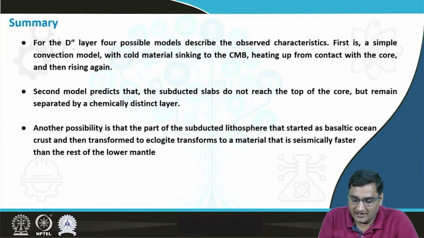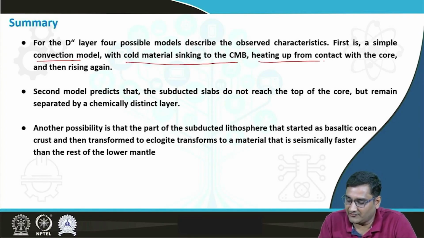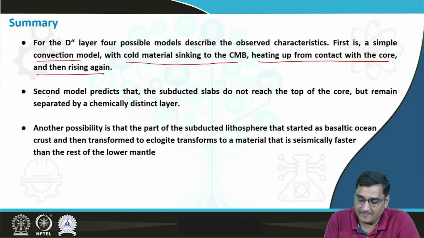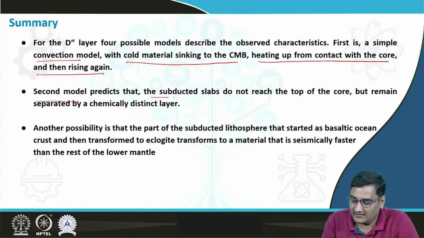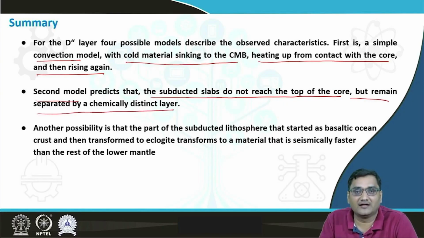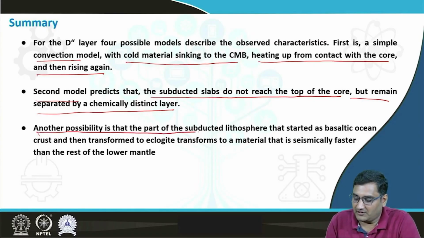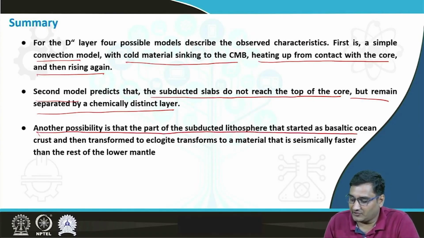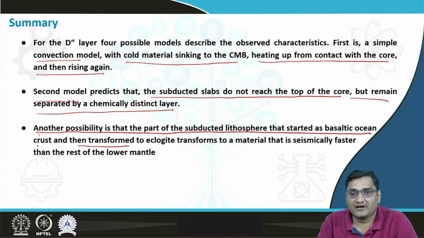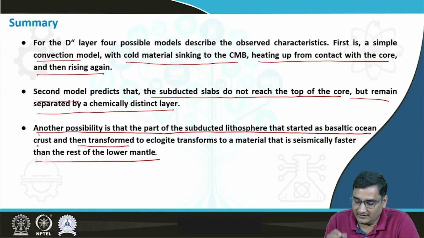While for the D double prime layer, four possible models describe the observed characteristics. First is a simple convection model, cold material sinking to the core mantle boundary, heating up from the contact with the core and then rising again. The second model predicts that the subducted slab does not reach the top of the core but remains separated by a chemically distinct layer. Another possibility is that the part of the subducted lithosphere that started as basaltic ocean crust then transformed to eclogite, to a material that is seismically faster than the rest of the lower mantle.